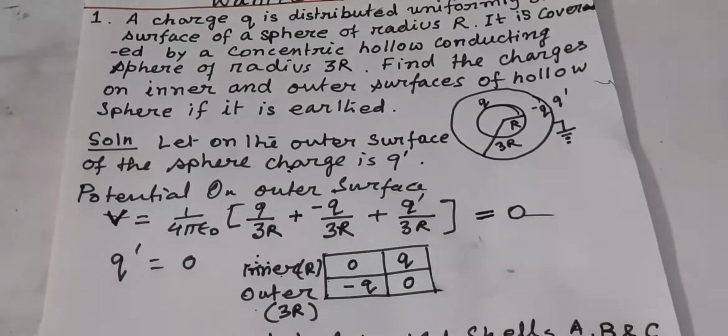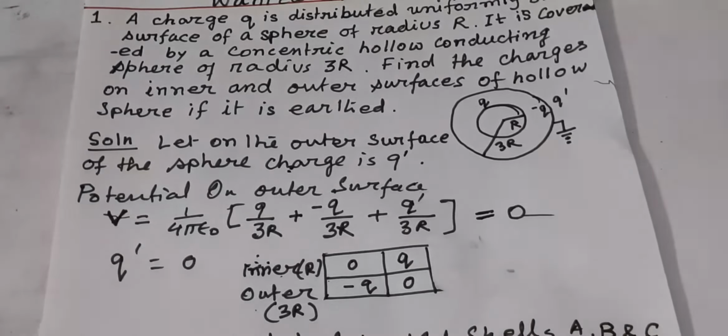Now next job. Three concentric spherical shells A, B and C have radii R, twice R and thrice R. Shell B is earthed. A and C are given charges Q and twice Q respectively. Find the charges on all the surfaces of A, B and C. We have to find out all the charges. Now, the important point is that sphere B is earthed. That means the potential will be 0.